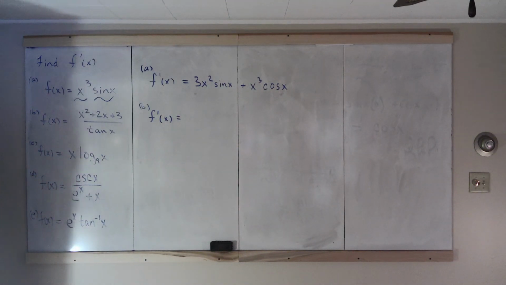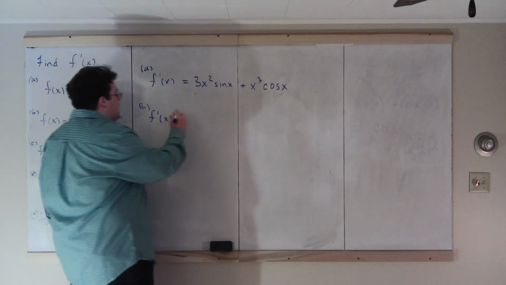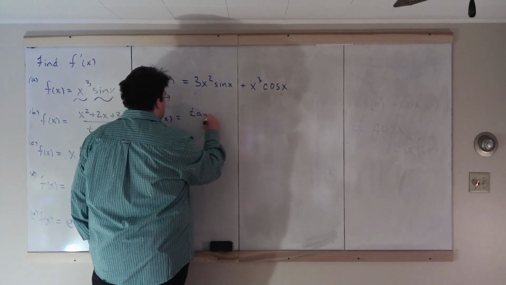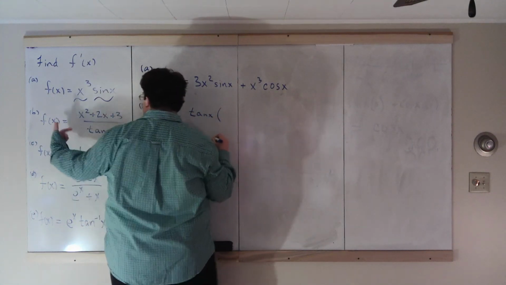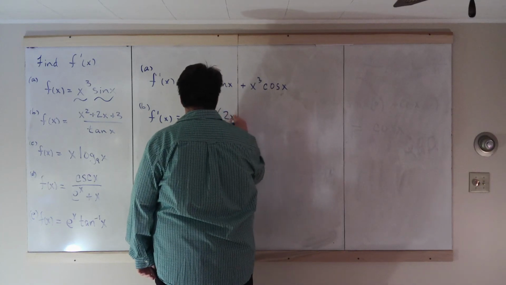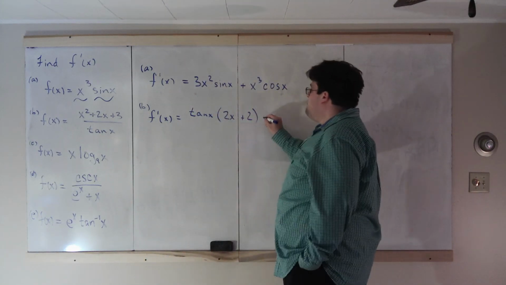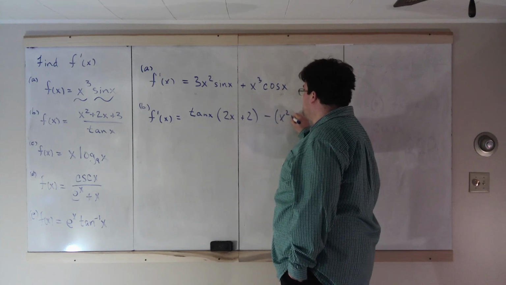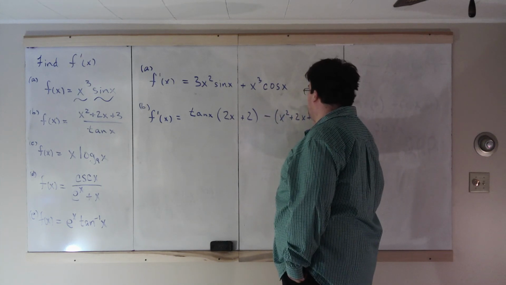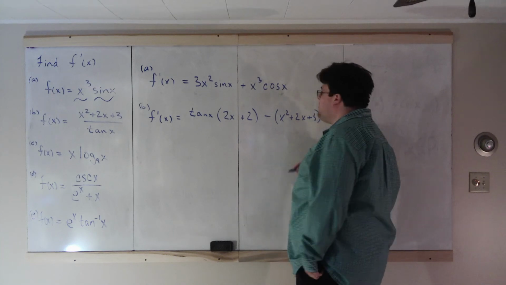How about this next one? Well, we have a quotient now, so we need the quotient rule. How do you take a derivative of a quotient? Well, what is it? Bottom, derivative top, minus top, derivative bottom, over bottom squared. So let's just write them. Bottom is tangent x. What's the derivative of the top? Well, it's a polynomial, so we can just do it one piece at a time: 2x plus 2 plus 0. Minus the top times the derivative of the bottom.